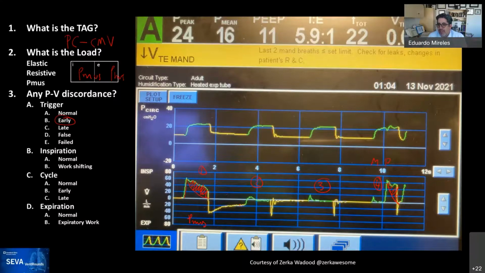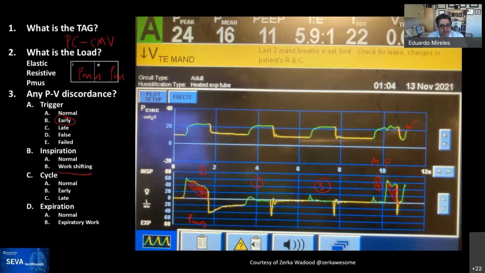This is just a difference in respiratory rate from a patient, similar to the prior patient. There are different rates, the ventilator and the patient, and they are off sync at times. In inspiration, we talked, this looks like work shifting in the two that are present. The cycle on this one looks normal. The cycle on this one looks early because it actually triggers. There's evidence of another breath that got triggered over here. But we only describe the early triggers.